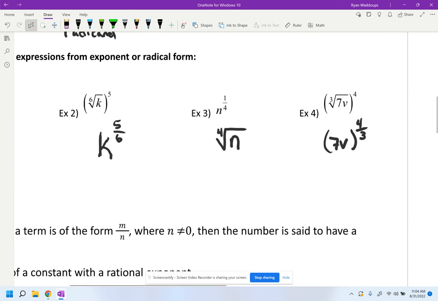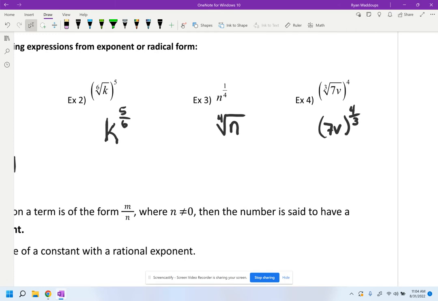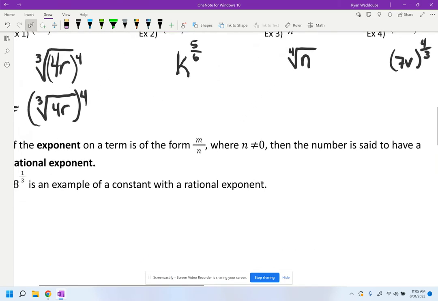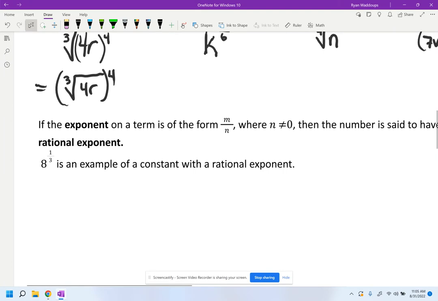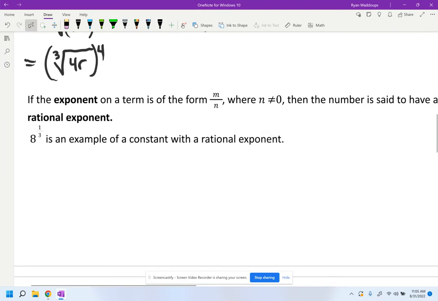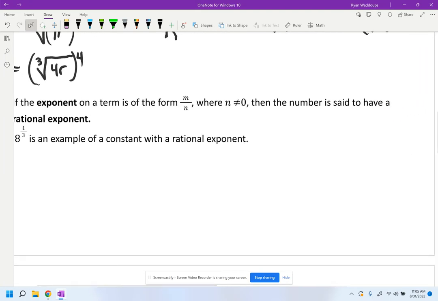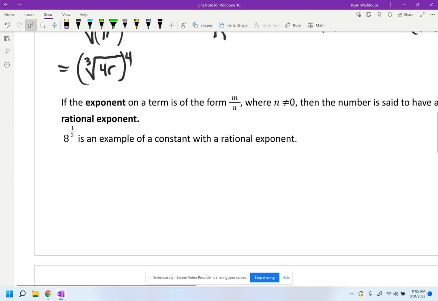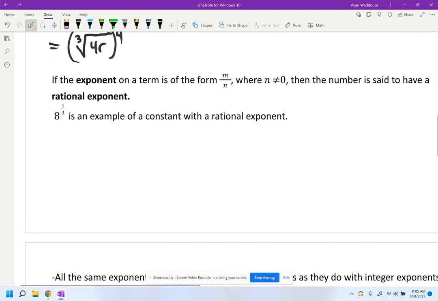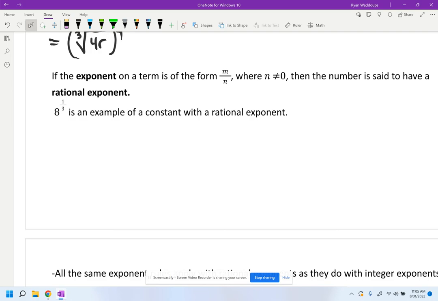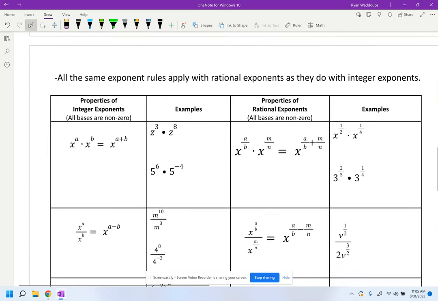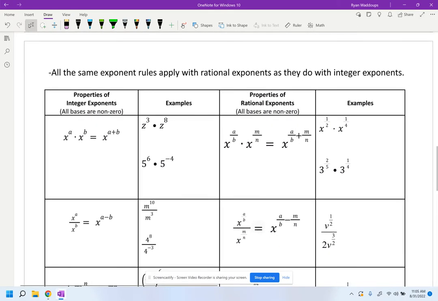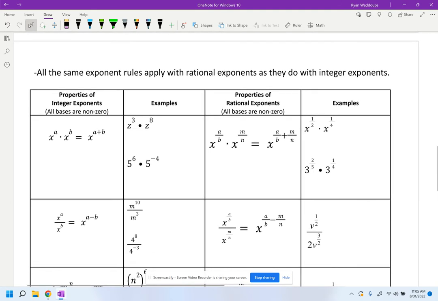We go back and forth between radical and rational exponents. So if the exponent on a term is of the form m to the n, where n is not equal to 0, then the number is said to have a rational exponent. 8 to the 1/3 is an example of a constant with a rational exponent. All the same exponent rules apply with rational exponents as they do with the integer exponents.